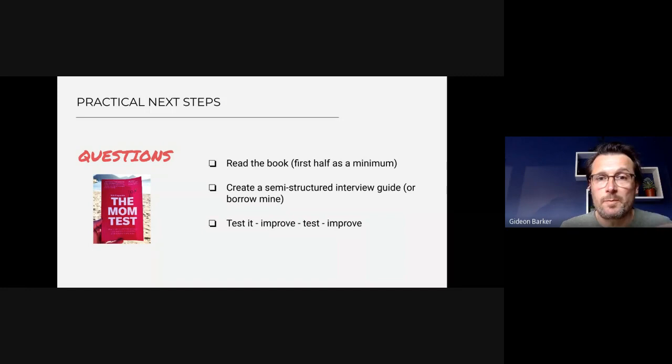As those interviews build, you can change the questions that you're asking. You can change the emphasis, reorder it, whatever you want to do. But before you go out there and do it, test it. Test it with colleagues, with friends, with your mum and dad. Improve it slightly, test it again, improve it.